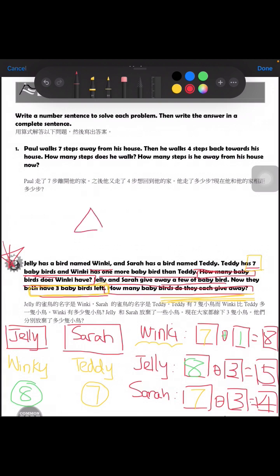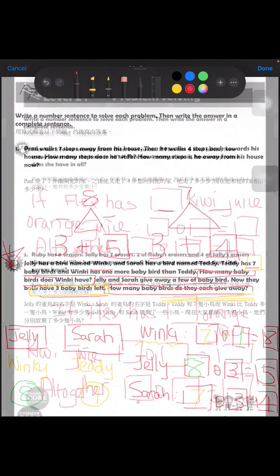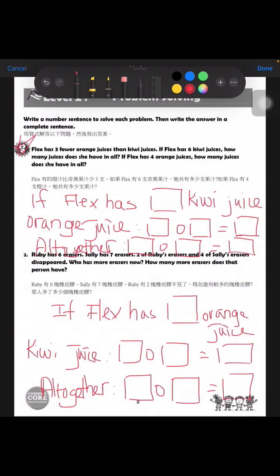Now kids, do you still remember the fact family? Winky originally has 8 baby birds in total. But at the end, 3 baby birds are left. So how many did Jelly give away? Yes, it's 5. 8 minus 3 equals to 5. Similarly, 3 plus 5 equals to 8. How about Sarah's case? So 7 baby birds at first, and 3 baby birds left. So how many are given away? Right, it is 4. Now we can continue with page 8.